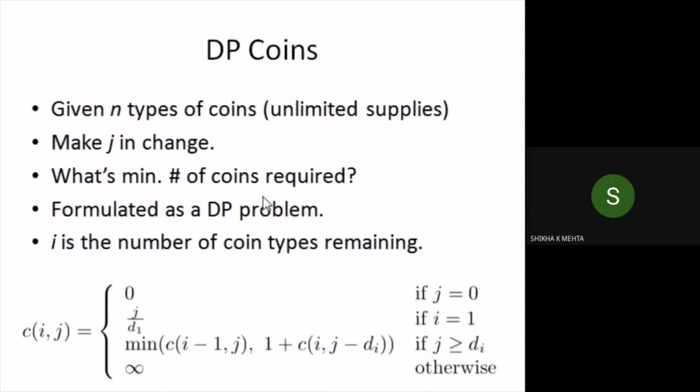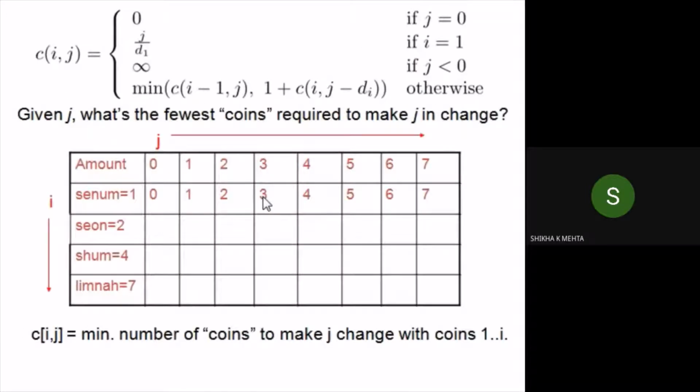So these are the values that we have. You can say we have 1 rupee coins, 2 rupee coins, 4 rupee coins, and 7 rupee coins. So C[i][j] is equal to the minimum number of coins to make j change with coins 1 to i. Now we are going to move one by one.